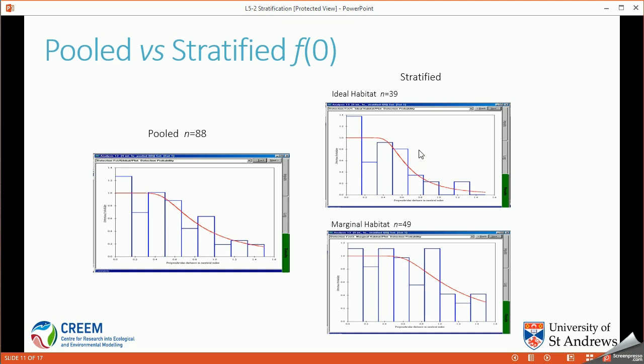Or we can fit it separately to the ideal habitat stratum and the marginal habitat stratum. And you can see we fitted two separate detection functions here. This one has a narrower shoulder than the one in the marginal habitat, which would say that you can see a bit further, you can see a bit better in the marginal habitat than you can in the ideal habitat. But are these two curves different enough that we should be estimating two separate f0s, or are they similar enough that we really should be pooling our data?